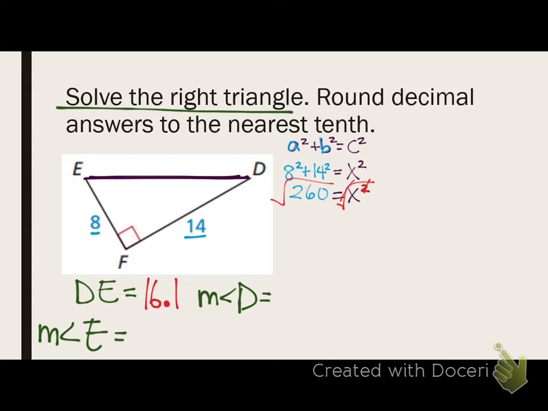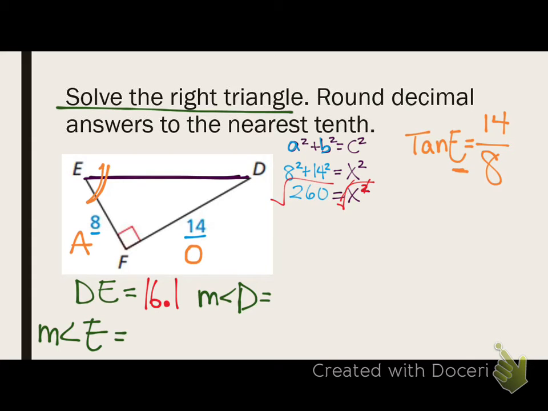Now we find angles. Which angle do we want to find first? E. Sure. So the only way to find an angle is to use a trig ratio. So from E, what kind of side is 14? Opposite. And what kind of side is 8? Adjacent. So which trig ratio are we going to use? Tangent. Tangent from angle E equals the opposite, 14, over the adjacent, 8.